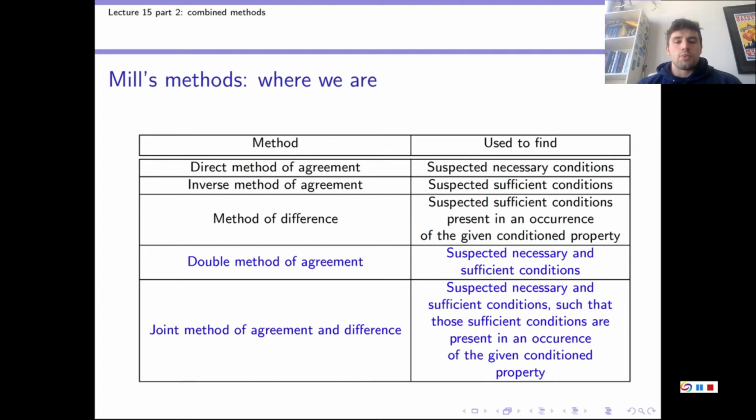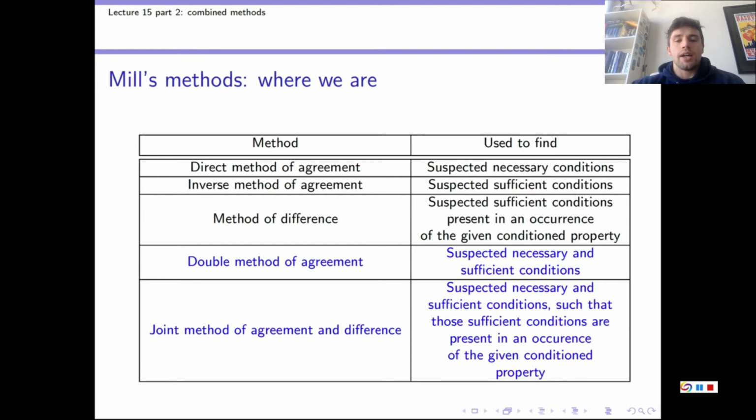Now, the first method we looked at, the direct method of agreement, is used to find suspected necessary conditions. The second and third methods we looked at, the inverse method of agreement and the method of difference, are used to find suspected sufficient conditions, with the method of difference, of course, used to find suspected sufficient conditions with the additional property that those sufficient conditions are present in an occurrence of the given conditioned property.